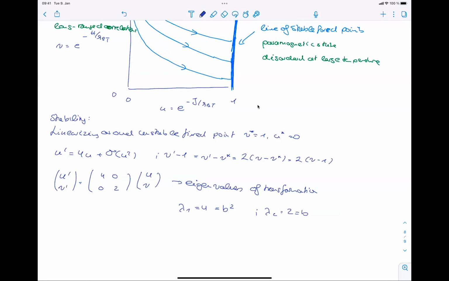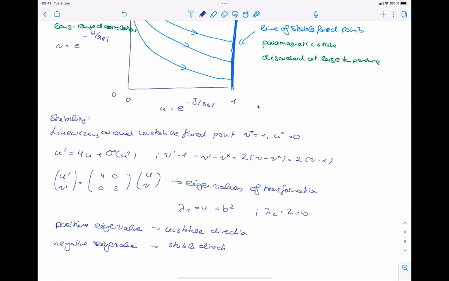The important message to take away is that by linearizing the system around our fixed points and identifying the eigenvalues, we find if the dynamics are stable or unstable. So positive eigenvalues point to an unstable direction, and negative eigenvalues point to a stable direction.